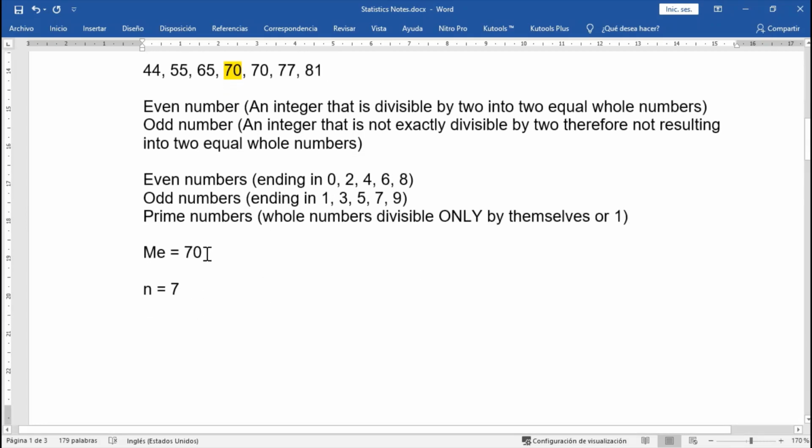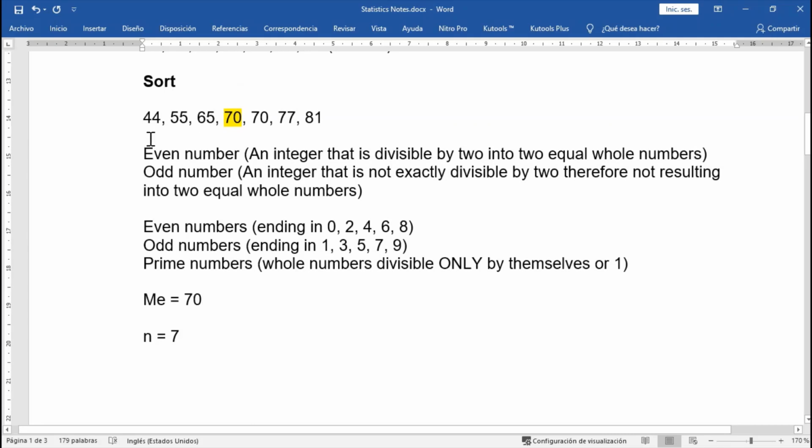We have the median equals 70, but this is because this distribution has 1, 2, 3, 4, 5, 6, 7 numbers. It's an odd distribution. With an odd distribution, we just check the middle number and we have finished. How can we have identified the middle number? There are the same numbers at the left as at the right. We have 1, 2, 3 here, 1, 2, 3 here. So that's correct.